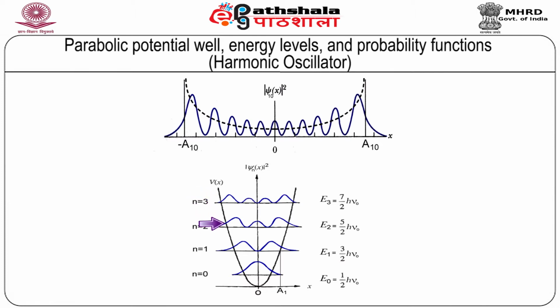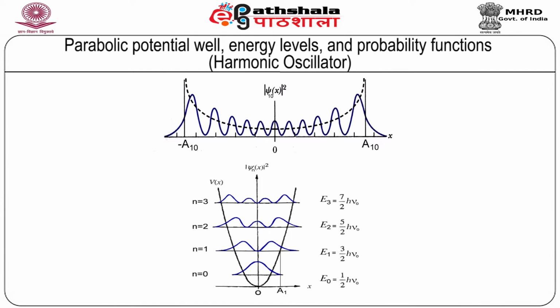Actually, I was referring to the parabolic potential well, because this is the form of the potential when it is represented pictorially. So you have the parabola, and then you have the energy levels. The zero-point energy is half h nu 0, and then you have the first level of energy, 3 by 2 h nu 0, 5 by 2 h nu 0, 7 by 2 h nu 0, and so on, so that the energy gap between any two successive energy levels is h nu 0. So this is one important point to note, that the energy levels are equally spaced and you have a zero-point energy. And the second point is about the wave function or the probability functions, as a wave function squared.